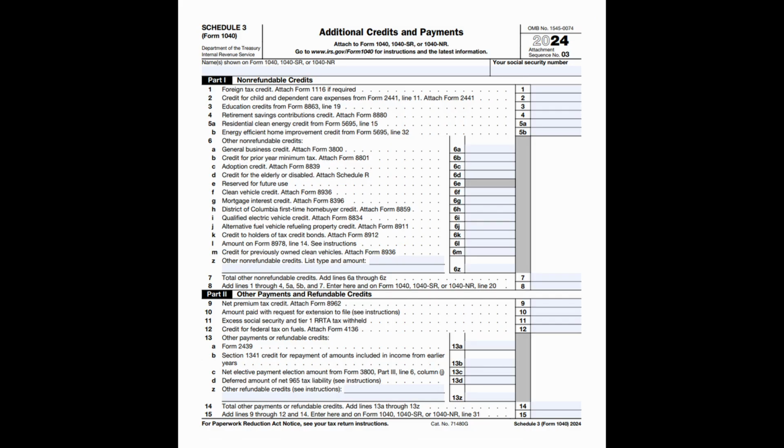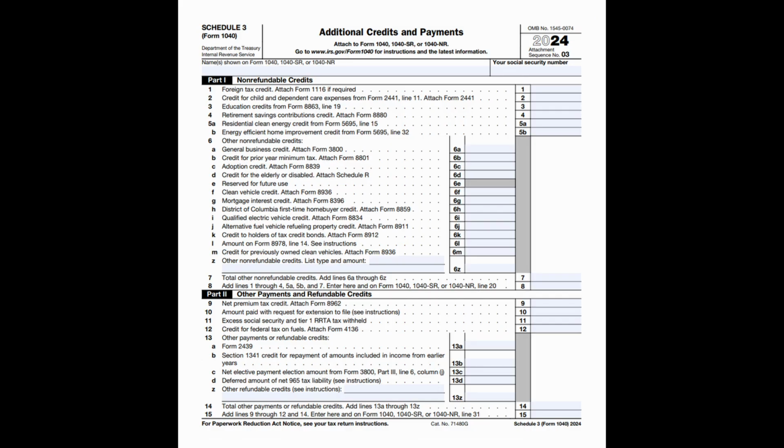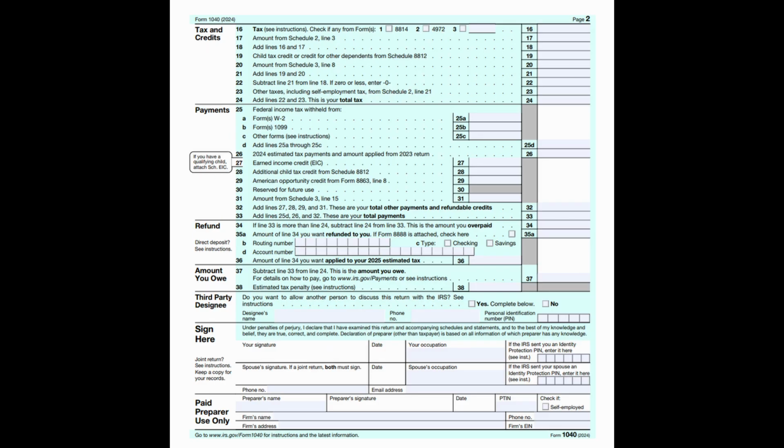Schedule 3 is where your credits and payments appear. Part 1 lists non-refundable credits, like the education credit or dependent care credit. These reduce tax before payment. The total from Schedule 3, line 8, flows into Form 1040, line 20. Part 2 of this schedule lists refundable credits, like the American Opportunity Credit or Premium Tax Credit. The total from Schedule 3, line 15, flows into Form 1040, line 31, and then line 33, total payments.